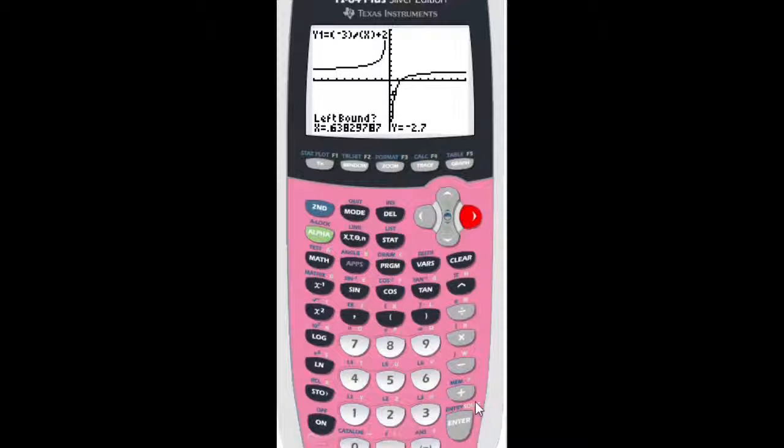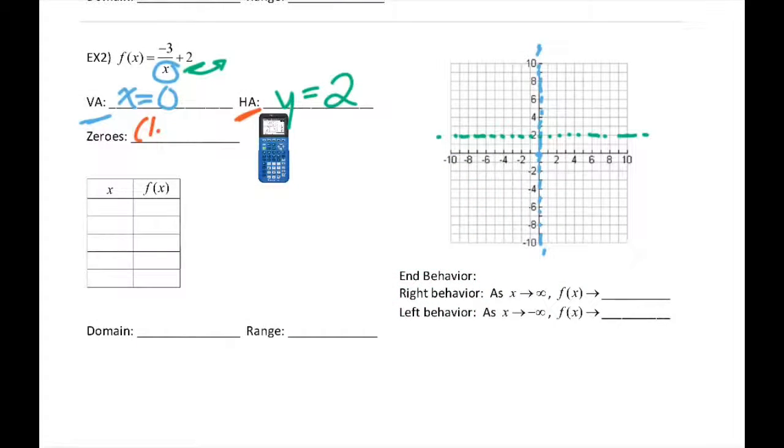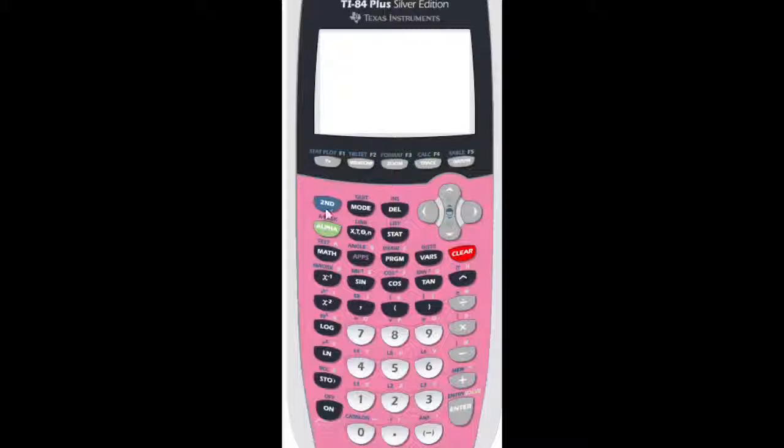We're going to hit second trace, number 2, 0, and we're trying to find this point right here. So I need to go to the left of it, hit enter, scroll to the right of it, make sure we're definitely past that point, hit enter. You can go back and guess if you really want to. And we hit enter one more time, and there it is, 1.5. We found the 0 to be 1.5, so I'm going to put that as an ordered pair, and then actually go plot that on our graph. And then let's find some more points using our calculator as well.